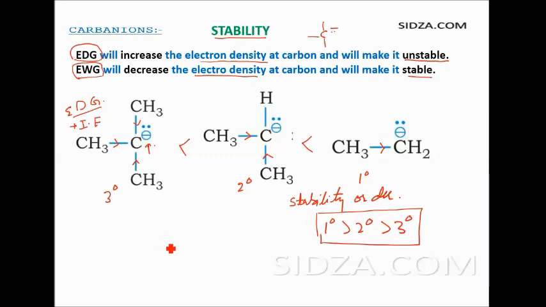And if you attach an electron withdrawing group to the carbanion, right? Suppose a group which can withdraw electrons, which can take electrons away from the carbon, it will decrease the negative charge and it will make it more stable.